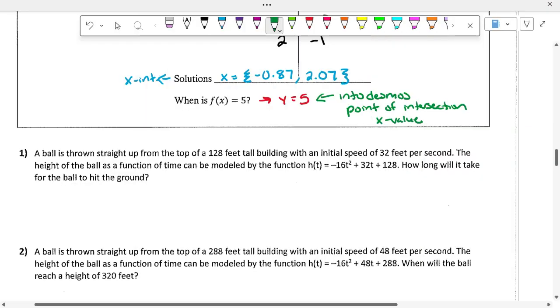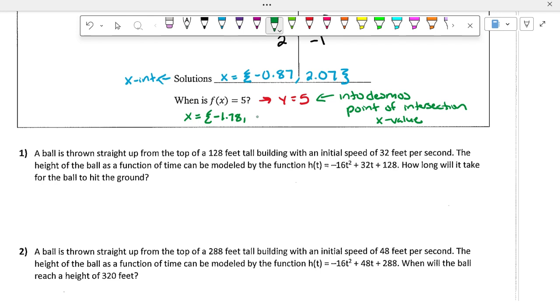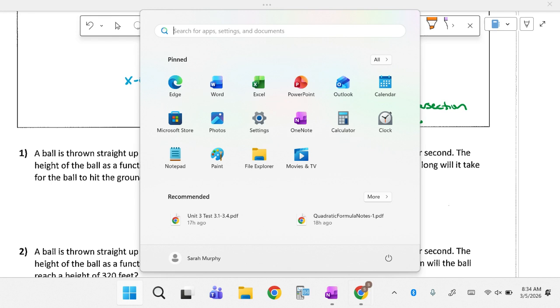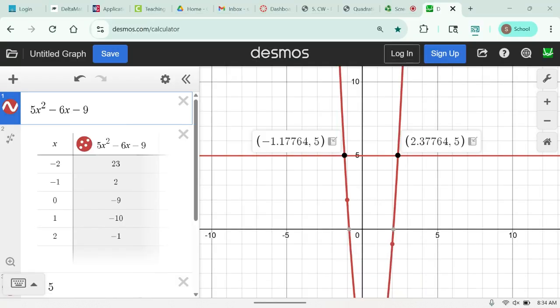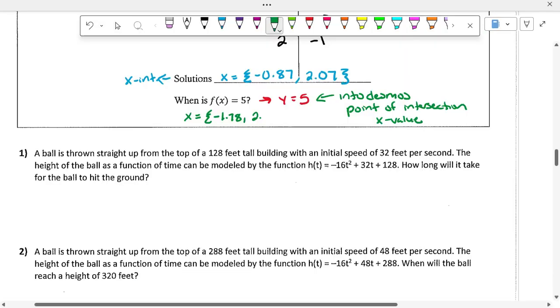All right. So when y is 5, x would equal either negative 1.18 or 2.38.